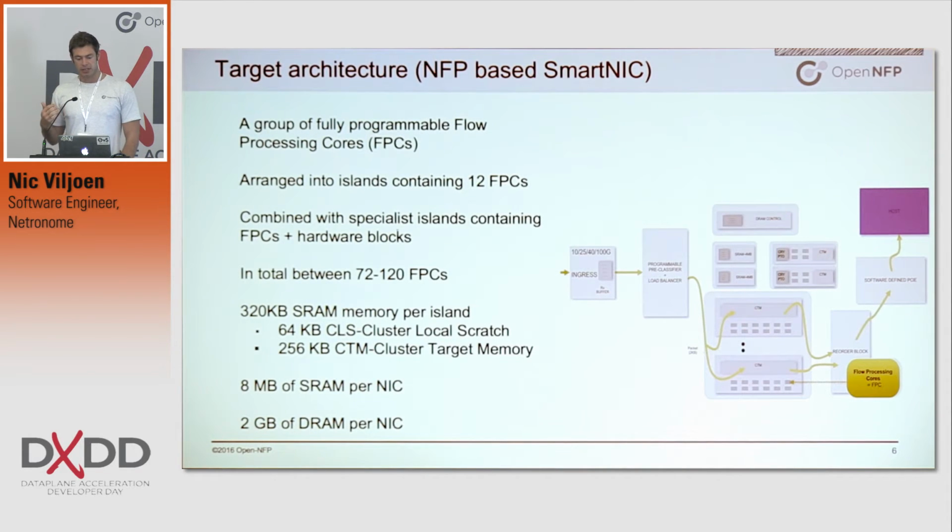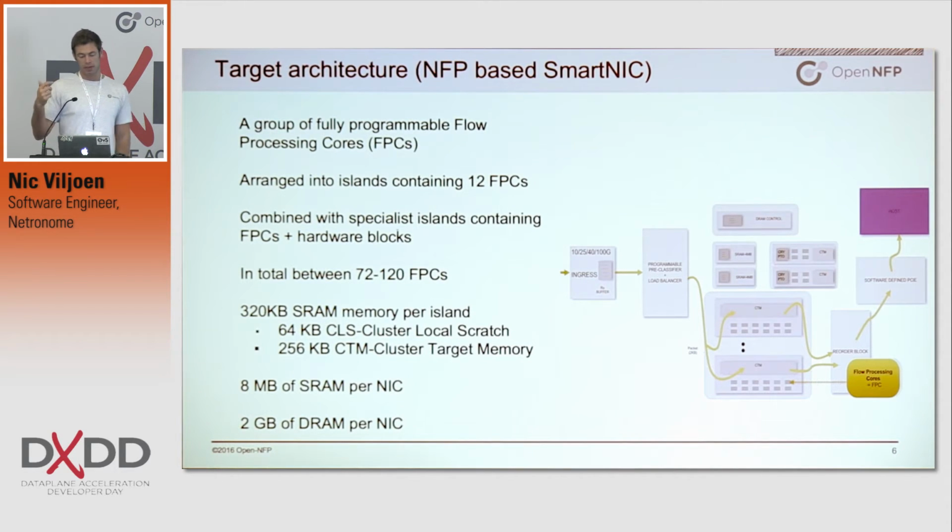In terms of target architecture, this is just the NFP-based SmartNIC. You guys have probably seen quite a lot about this today, but just to quickly repeat it, you've got a huge group of fully programmable flow processing cores. These are arranged into islands containing 12 of these flow processing cores each. There are also some islands which contain specific flow processing cores with hardware blocks to handle things like crypto and various other forms of processing. If you're passing packets up to the host or doing a couple of other things, there's an ARM there to control the system as well. There are a few other bits and pieces on there. But the key thing is the 72 to 120 flow processing cores, which give you stateful processing.